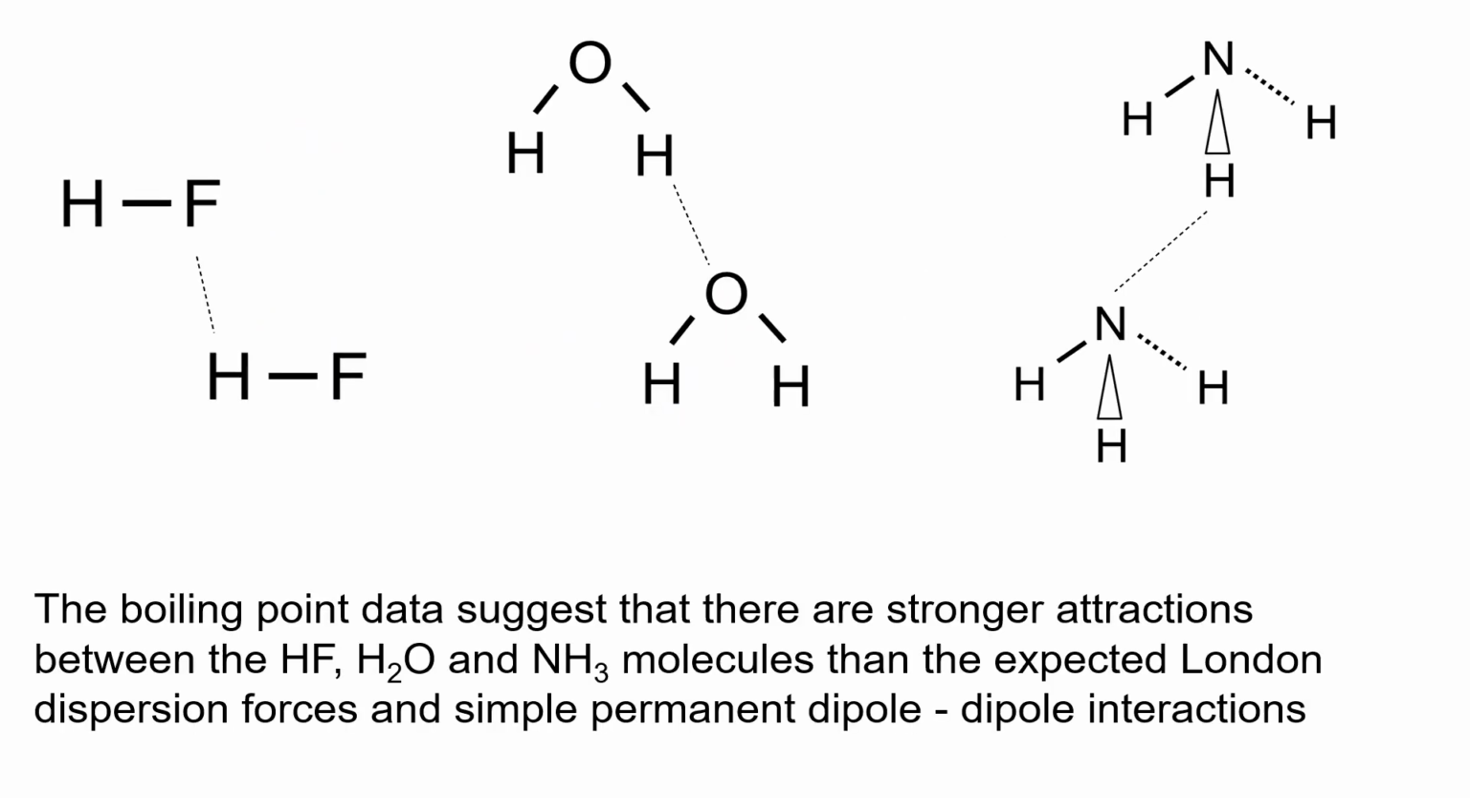So the boiling point data we've just seen suggests that there are stronger attractions between hydrogen fluoride molecules, water molecules, and ammonia molecules than what you would expect to get, just taking into account London dispersion forces and simple permanent dipole interactions.